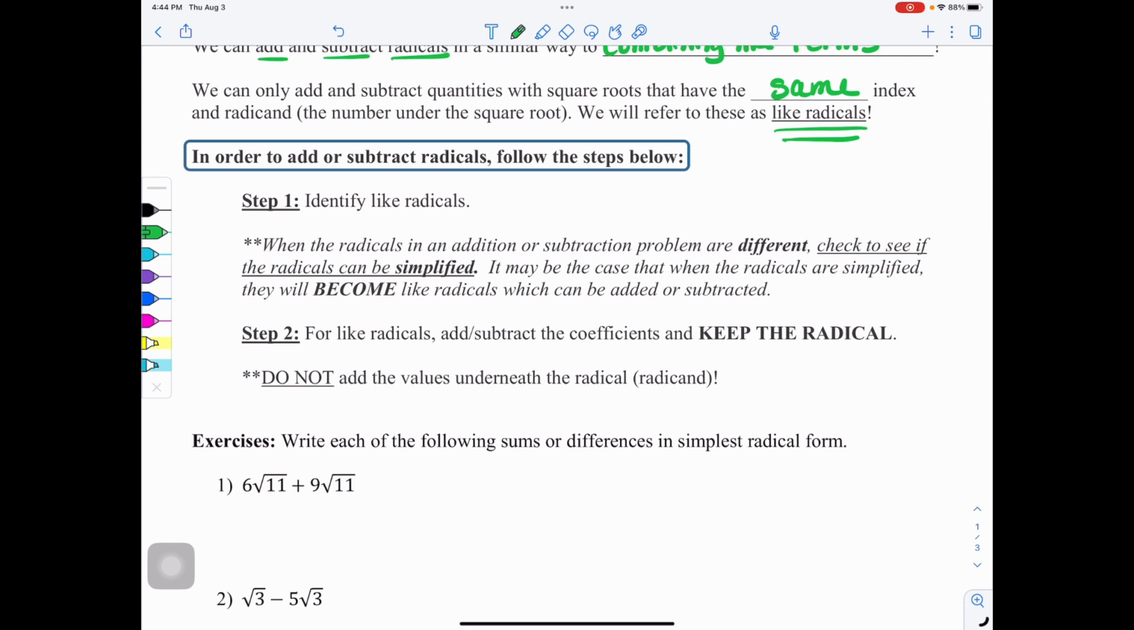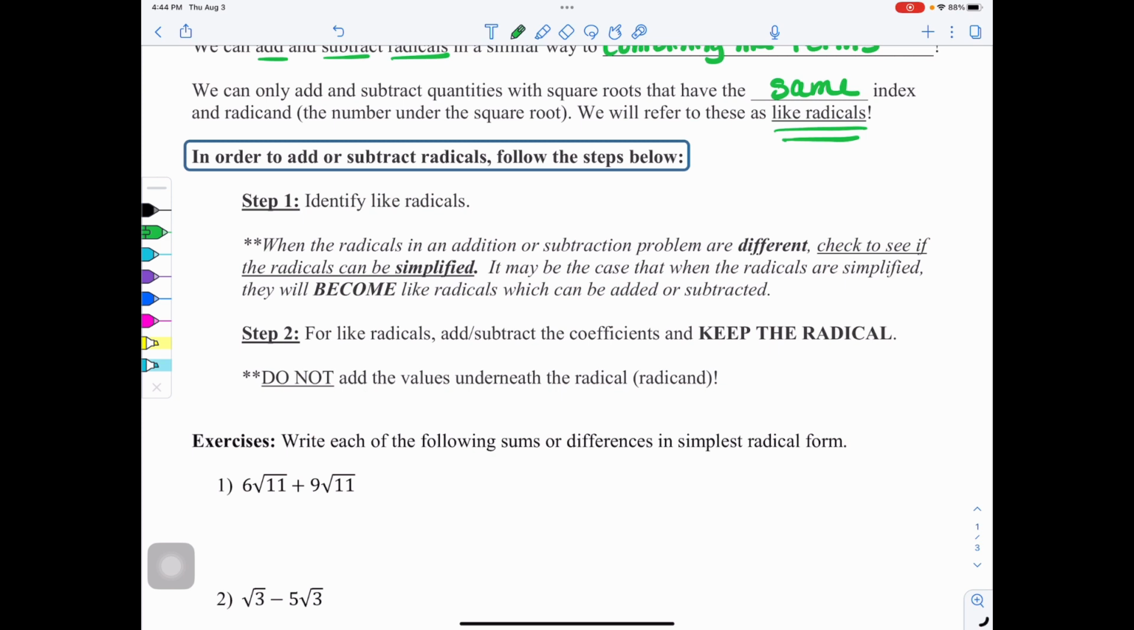First, just like combining like terms, you're going to identify like radicals. You've got to find the things that are like so you know what you can combine and what you can't. Special note underneath, when the radicals in an addition or subtraction problem are different, you do have to check to see if they can be simplified before you decide if you can add them or not. So it may be the case that when the radicals are simplified, they will actually become like radicals, which means you will be able to add or subtract them.